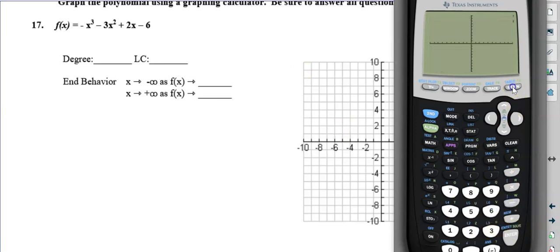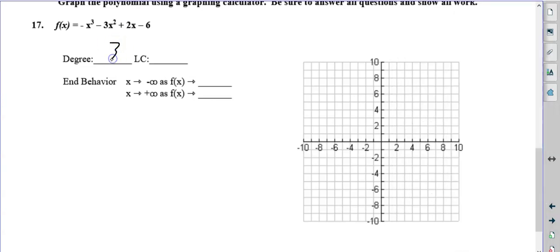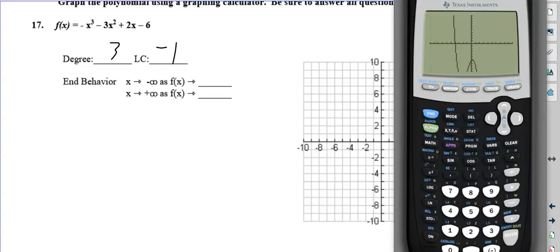Notice it's going to be going the other direction now. Okay, because it's negative. That makes sense. Now, what's my degree? It's a cubic. My lead coefficient is negative 1. And it doesn't want us to factor or do any of that, so I'm going to get some main points here, off of here.